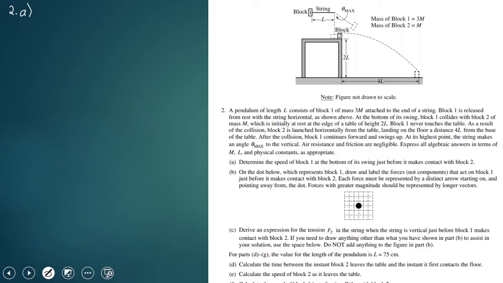Okay, so whenever I think of something like this, a scenario like this where there's a pendulum suspended in the air and it's moving, I immediately think about conservation of energy. It's probably the easiest way to approach a problem like this.